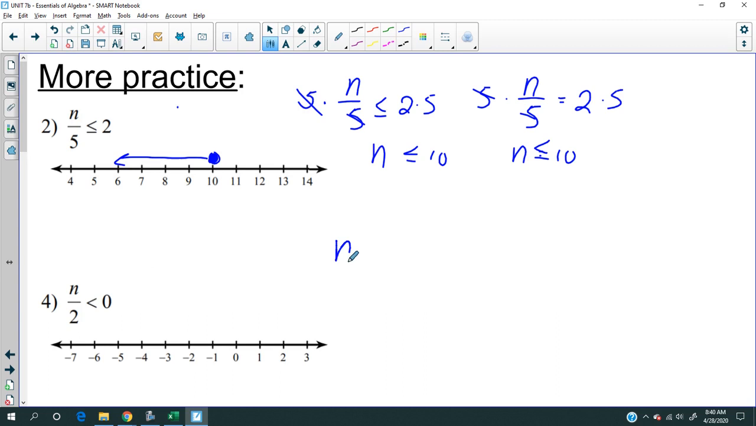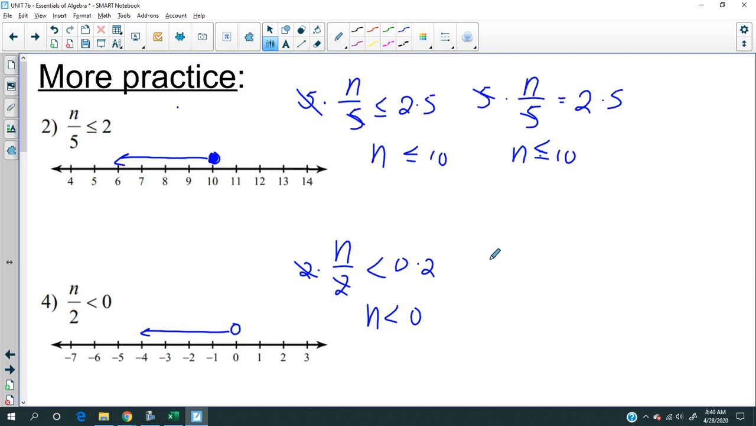So here, we have n divided by 2. So what's the opposite of divided by 2? Multiply. Cross cancel. N is less than 0 times 2, which is 0. Now, some of you might say, well, what's going on? The answer is 0. But look at it: 0 over 2 is less than 0. Meaning anything that's less than 0 will be an answer. So here we got 0, arrow to the left. Don't fill it in.